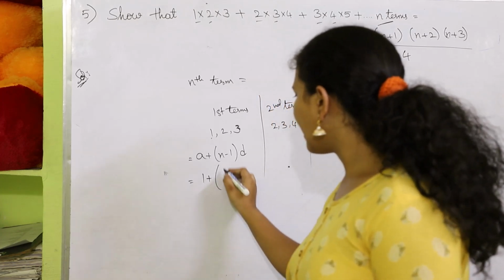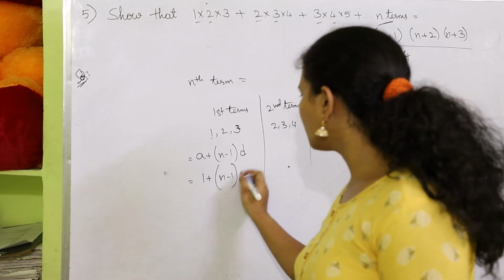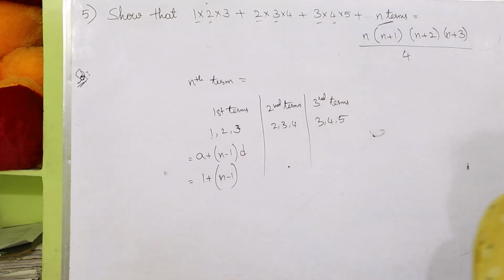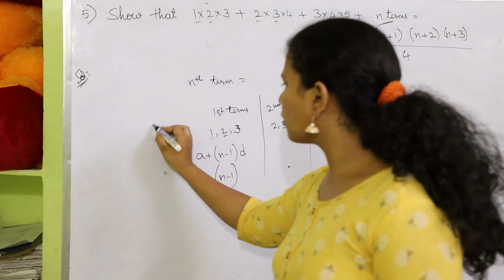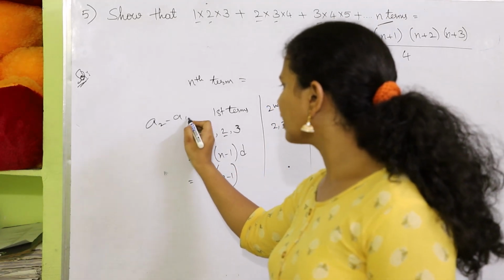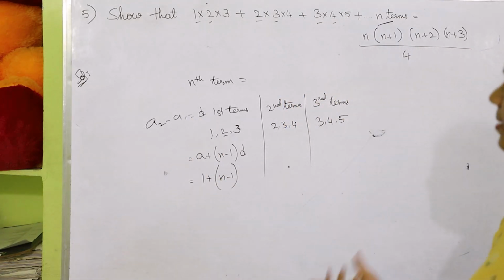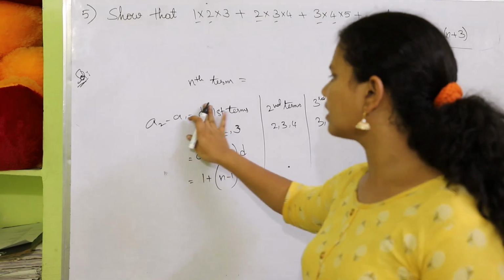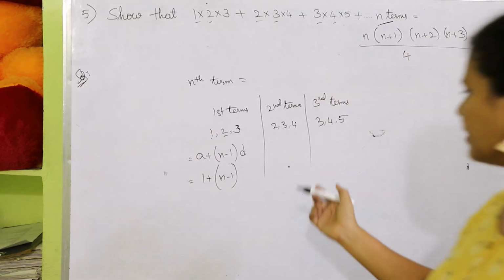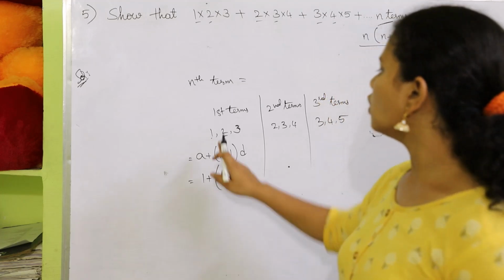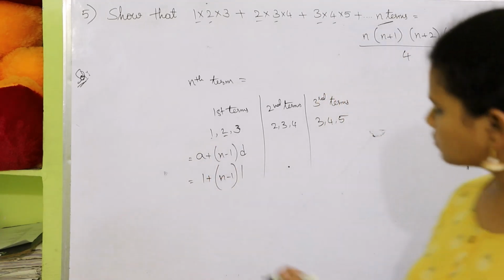So 1 plus n minus 1 into d. We don't know the n value, so let n be n. D means difference. Where 2 will be a2, a2 minus a1 equal to d. We know this formula, right? To find the difference means 2 minus 1. 2 minus 1 how much? 1. Clear? 2 minus 1, 1.